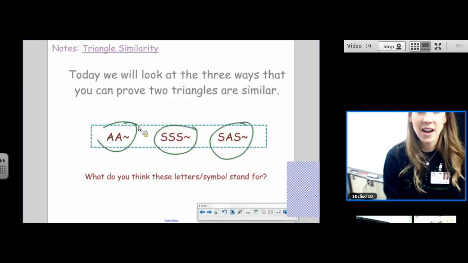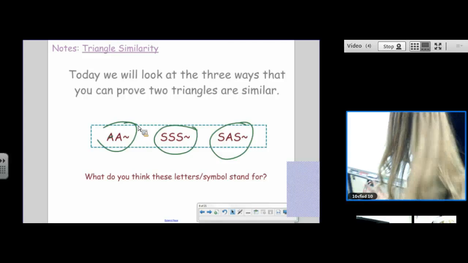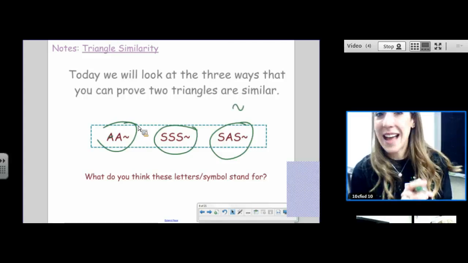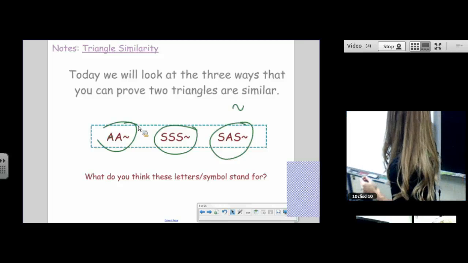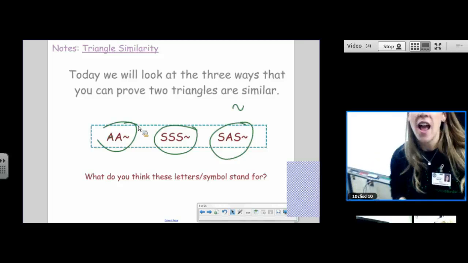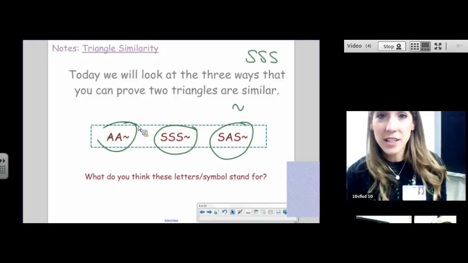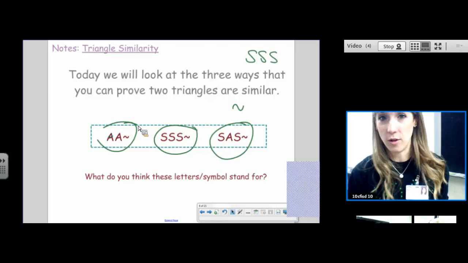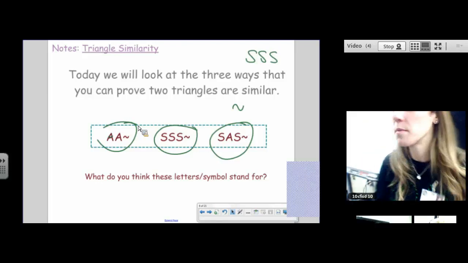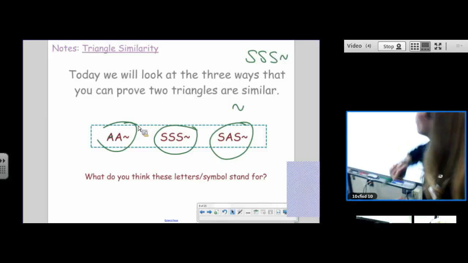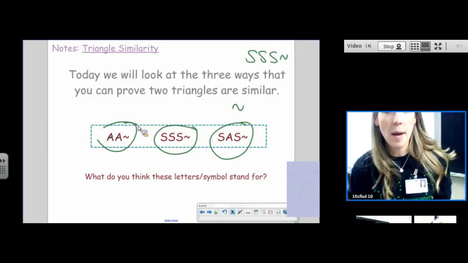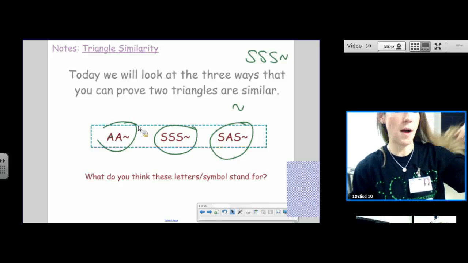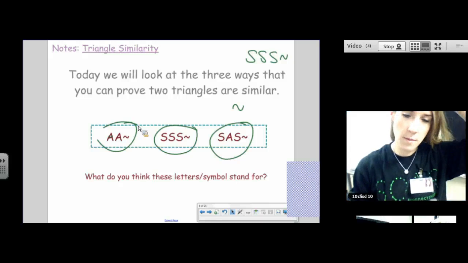Now, the big thing here, remember that squiggly means similar. If on a quiz you just write side, side, side, and you don't put the squiggly after it, I'm going to assume that you're telling me that those triangles are congruent. And I bet on the quiz they're not going to be congruent. I bet they're just similar. So make sure you communicate to me that you know that they're similar and not congruent by putting that squiggly. That squiggly is imperative. It is part of the postulate, okay? Very important.